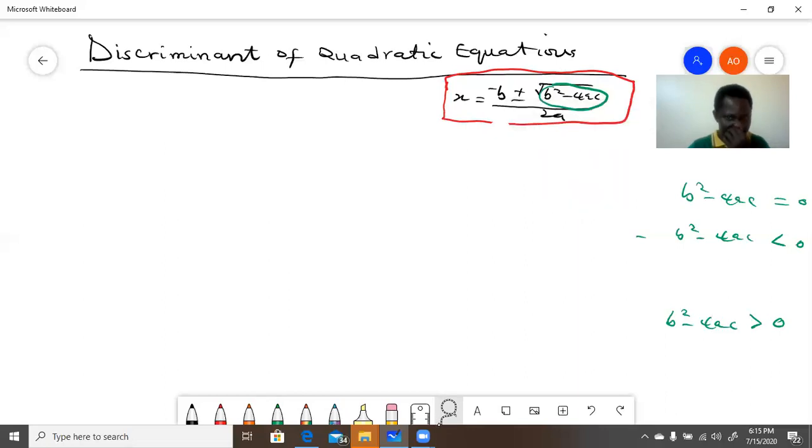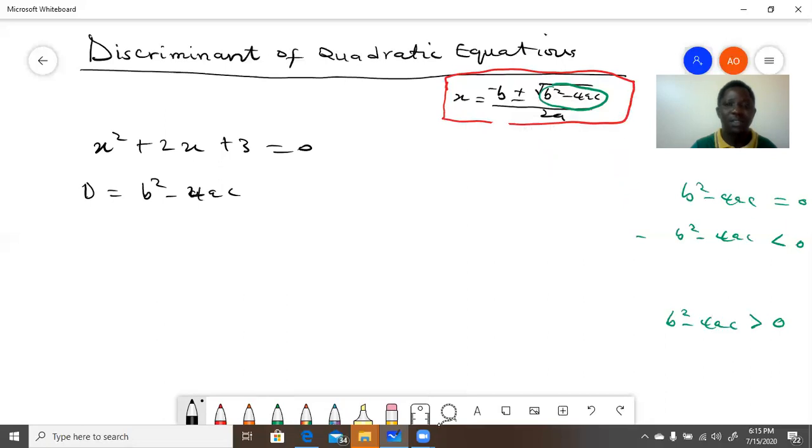Now, let's say we have the quadratic equation x squared plus 2x plus 3 equals 0. Let's find the discriminant. The discriminant will be b squared minus 4ac. Don't forget, our standard quadratic equation is ax squared plus bx plus c equals 0. That is the standard quadratic equation.